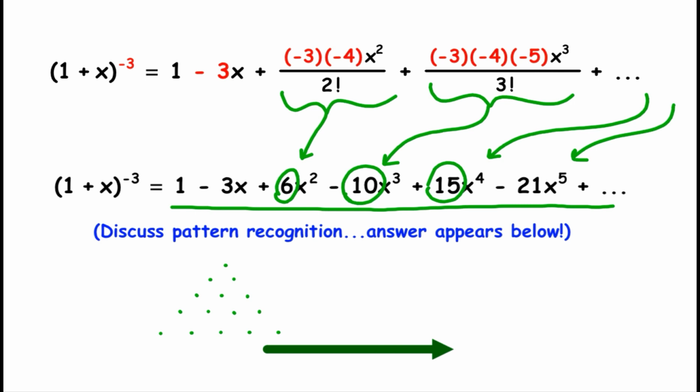But then you've got this alternating component going on at the same time, and that can be challenging to write a formula for. So we're going to talk some pattern recognition.